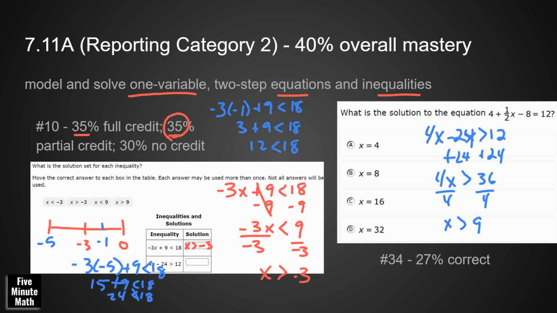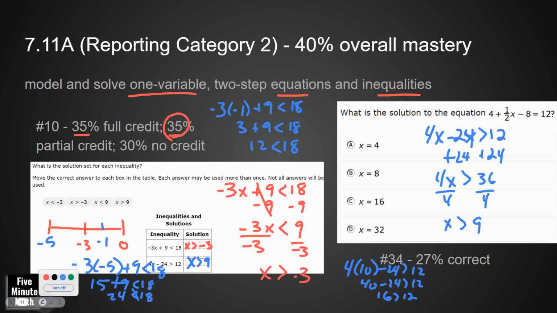Okay, now it wouldn't hurt to go ahead and double check this as well. So let's pick something greater than 9. Let's go 10. So let's say we've got 4 times 10 minus 24 is greater than 12. All right, so that's 40 minus 24 greater than 12. That's 16. It's barely, but it is greater than 12. All right, so all of that works. So that's a 2-point problem, 1 point for each correct answer.